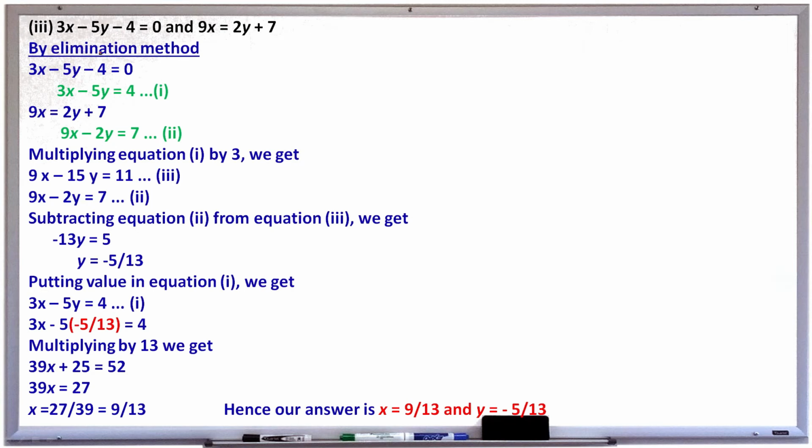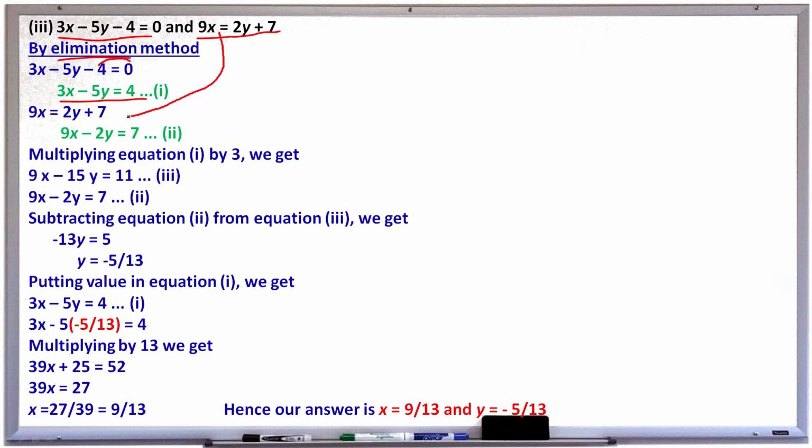Question number 3, the same question we are going to solve using the elimination method and the substitution method. First we will solve the equation using the elimination method. Write equation number 1, 3x minus 5y minus 4 is equal to 0. Bring 4 to the right hand side, minus 4 will become plus 4. We can say equation number 1 is 3x minus 5y is equal to 4.